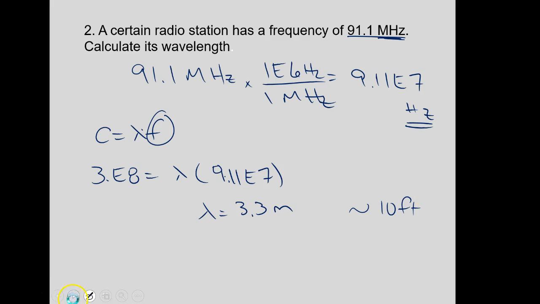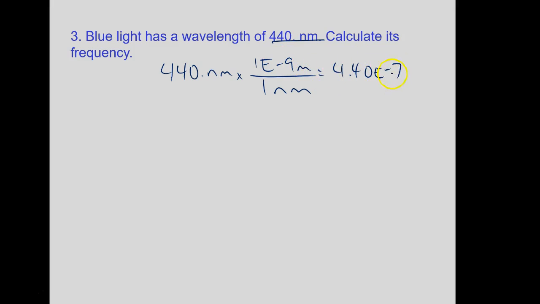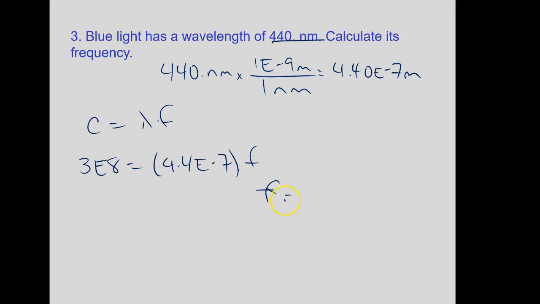Okay, blue light has a wavelength of 440 nanometers. Again, before I do anything, I'm going to change from nanometers into meters. And then I'm going to do the equation. So 3 e to the 8th equals the wavelength times the frequency. Again, I'm going to divide. Almost all of these you're going to divide.